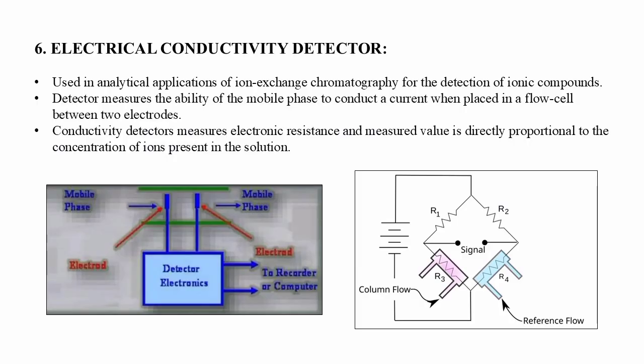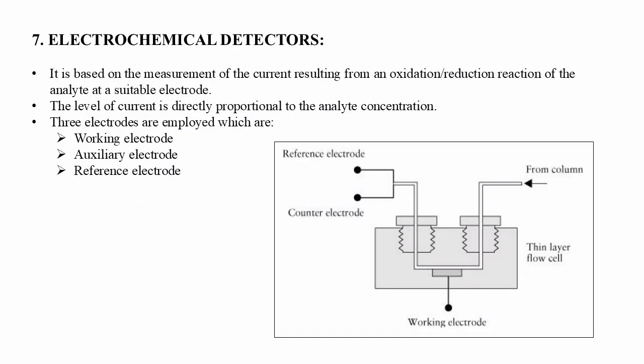Sixth one is electrical conductivity detector. It is used in analytical applications of ion exchange chromatography for the detection of ionic compounds. The detector measures the ability of the mobile phase to conduct a current when placed in a flow cell between two electrodes. Conductivity detector measures electronic resistance and the measured value is directly proportional to the concentration of the ions present in the solution. Seventh one is electrochemical detectors.